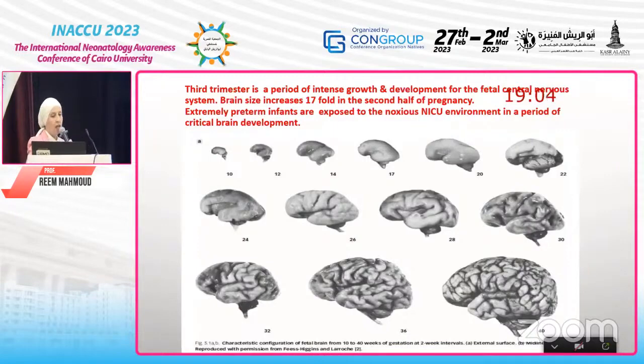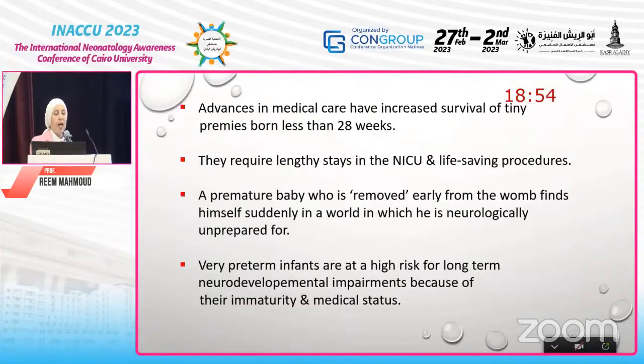sulci and gyri. Extreme preterm infants are exposed to the noxious neonatal ICU environment in a period of critical brain development. Advances in medical care have led to increased survival of preemies and lengthy stays in the neonatal ICU with many life-saving procedures. A preterm baby is removed from the womb suddenly, and he is neurologically not prepared for this. Very preterm infants are at high risk for long-term neurodevelopmental impairments because of their immaturity and medical status.